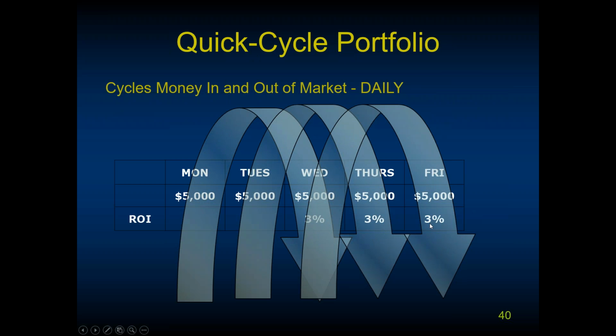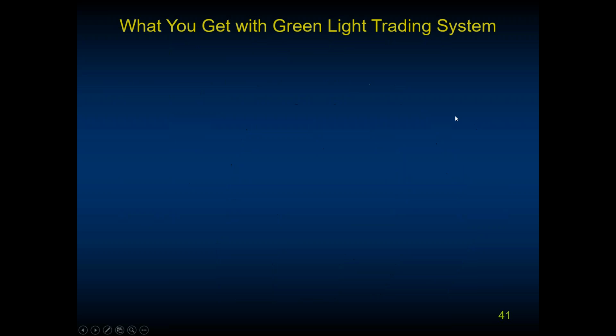So the fact that you're always taking it out, you're always taking your gains while they exist, before they get eaten up by the next market swing. Just take the money out and just add it up. It all starts to add up. And so we teach, basically, we call it a quick cycle portfolio as part of the strategy.